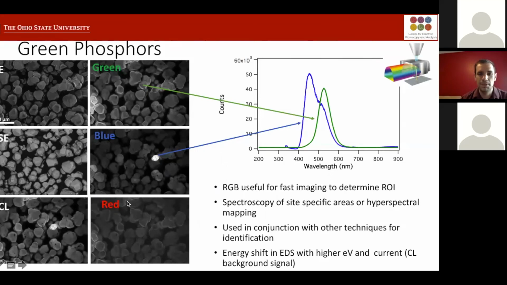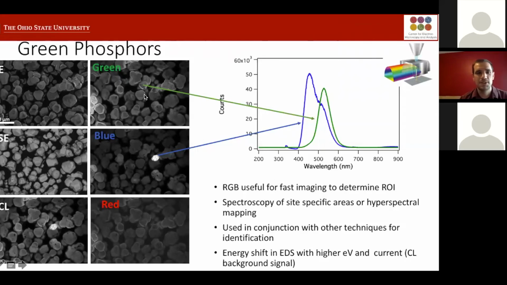You do your red, green, blue imaging, you can see there's actually some of these phosphors that are supposed to be fully green. There's a few that are actually more blue. So that's where we would stop with the Apreo system. But here we can do spectroscopy on it as well. So here's a graph of what that looks like.